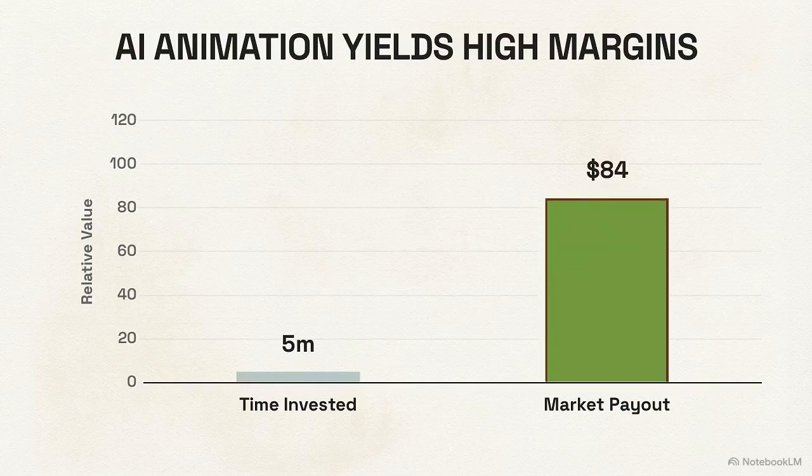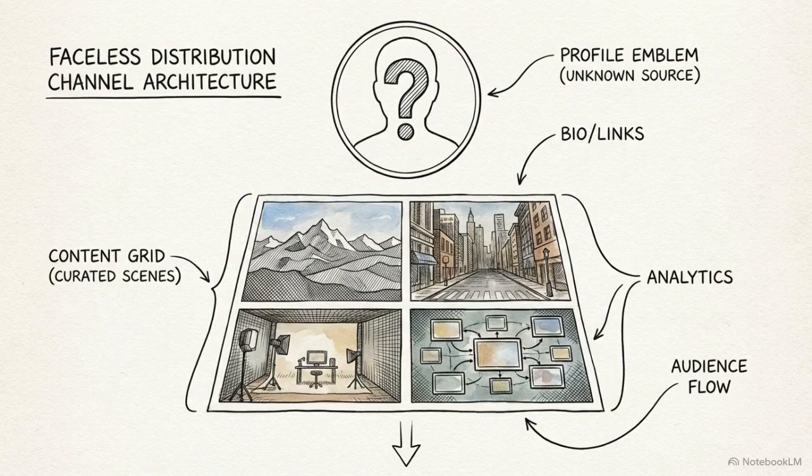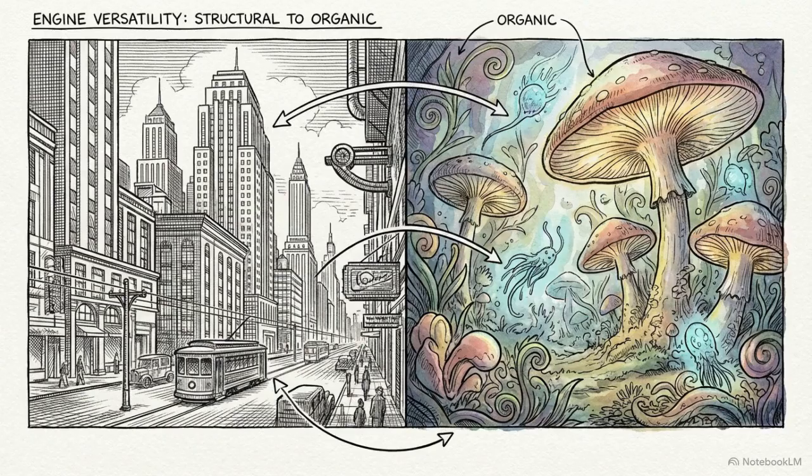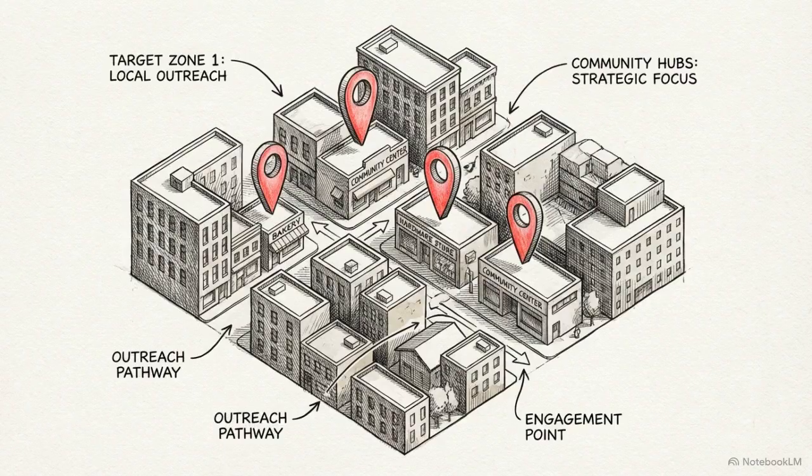Since it takes roughly 5 minutes to generate a clip, you can offer these animation services on platforms like Fiverr or Upwork at a high margin. You can also launch a faceless social media channel. By animating public domain historical photographs or AI-generated art, you create engaging content that qualifies for platform ad revenue without appearing on camera. Another path is local outreach.